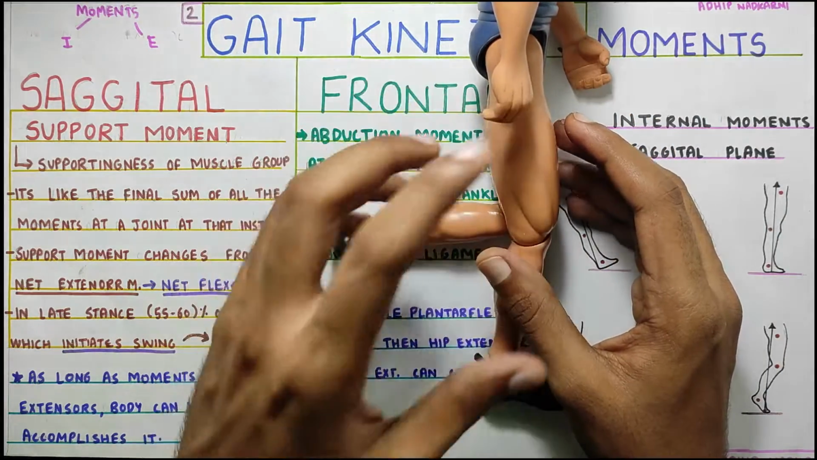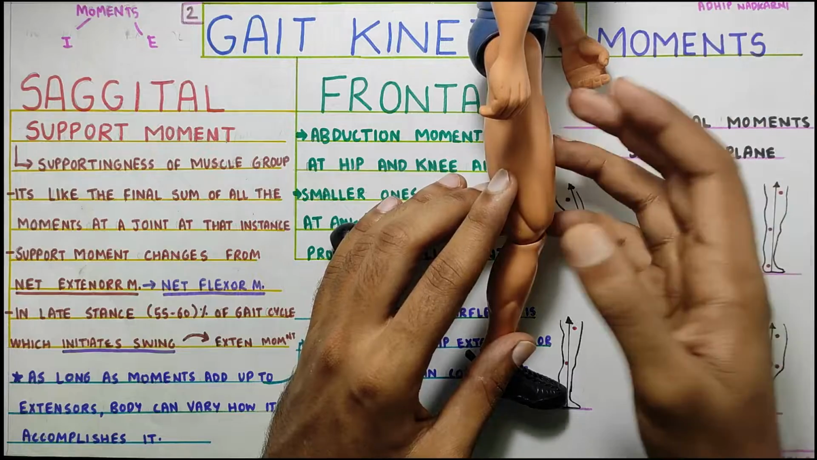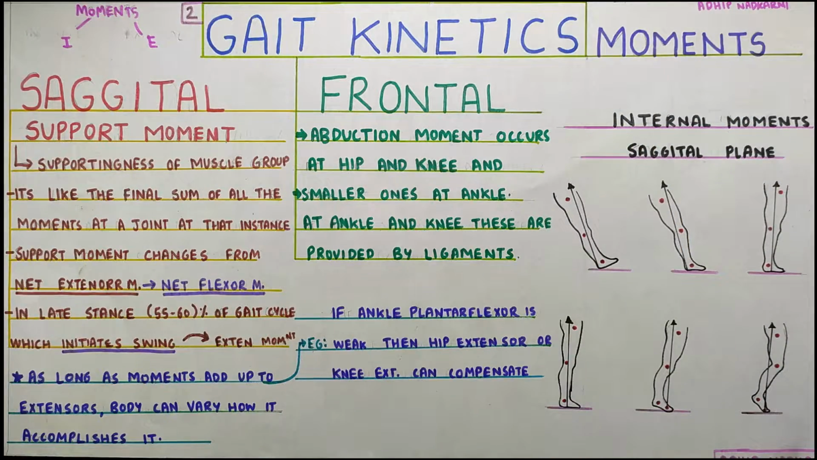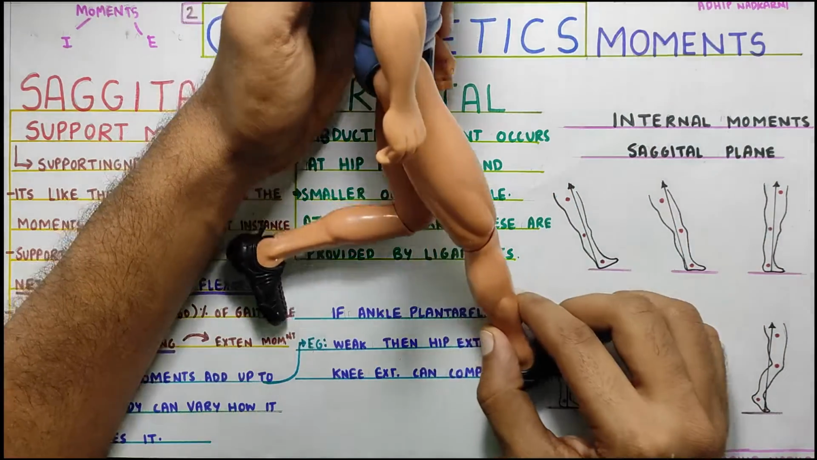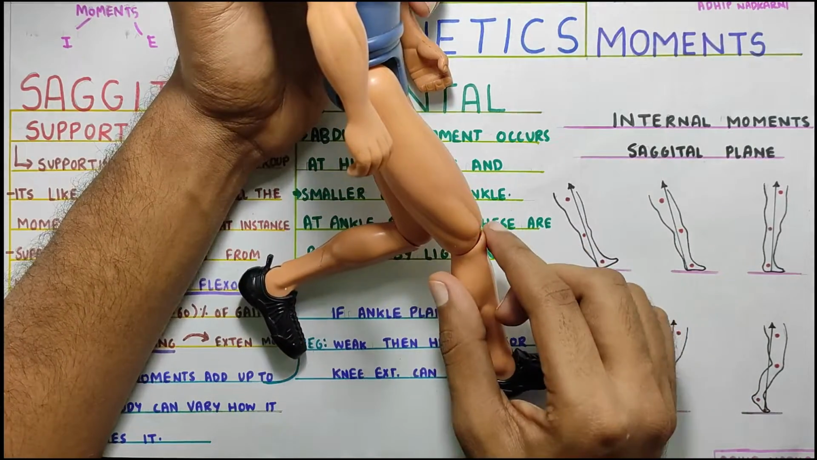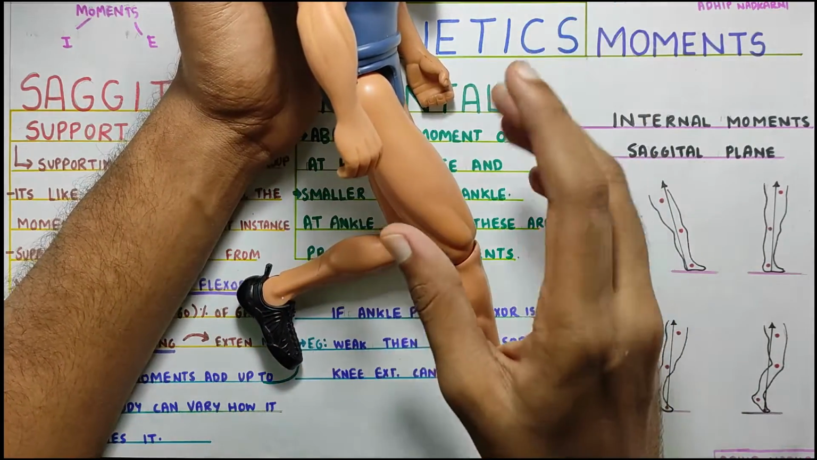Now this support moment changes at every instance, right? But generally what is seen is during your stance phase, when you are weight bearing like this, it is mostly an extensor moment.